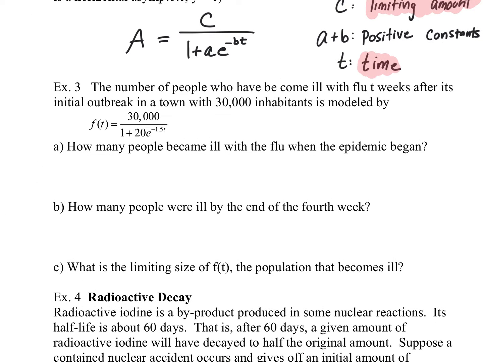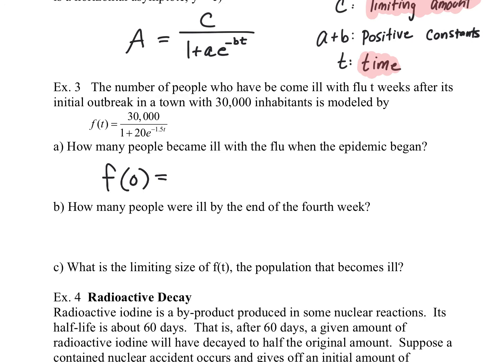They tell us that the number of people who have become ill with the flu t weeks after its outbreak can be given with a model f of t equals 30,000 divided by 1 plus 20 times e to the negative 1.5t. In question 1, they are asking us to evaluate how many people became ill when the epidemic began. Well, that is when t equals 0, so really we want to find f of 0.